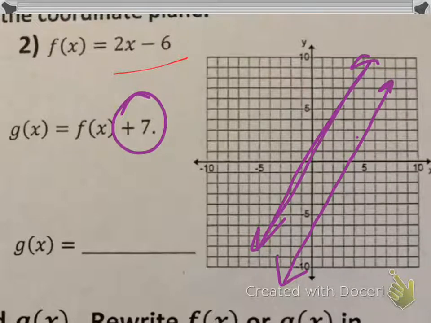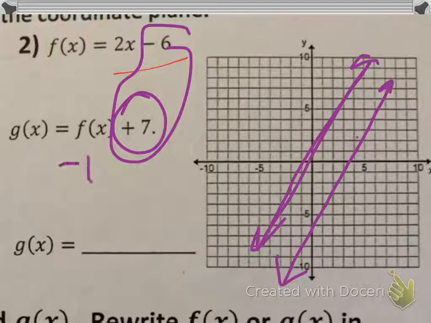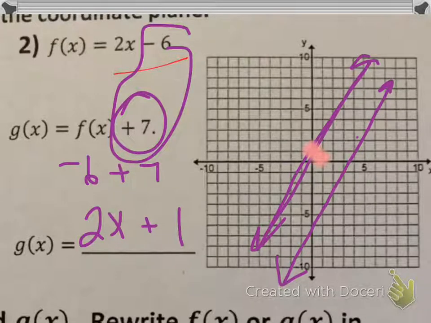So again, how did I do this? Algebraically, I have to take that -6 and I have to add 7 because that's my y-intercept. I'm moving my y-intercept up 7. So my new equation is going to be 2x, and then I'm going to be up at +1, which is what it shows on my graph right here too. Okay.